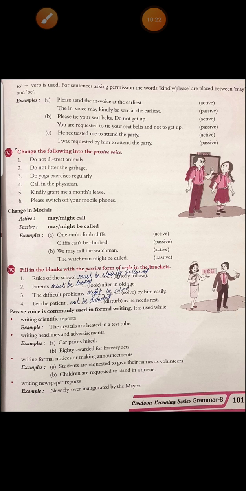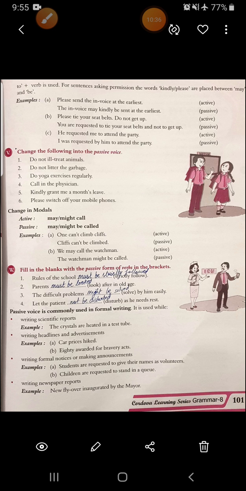So you can see the first two show what? The first two show your commands. Second two, suggestion or advice. And the last two show your permissions. Okay. Now change in modals.